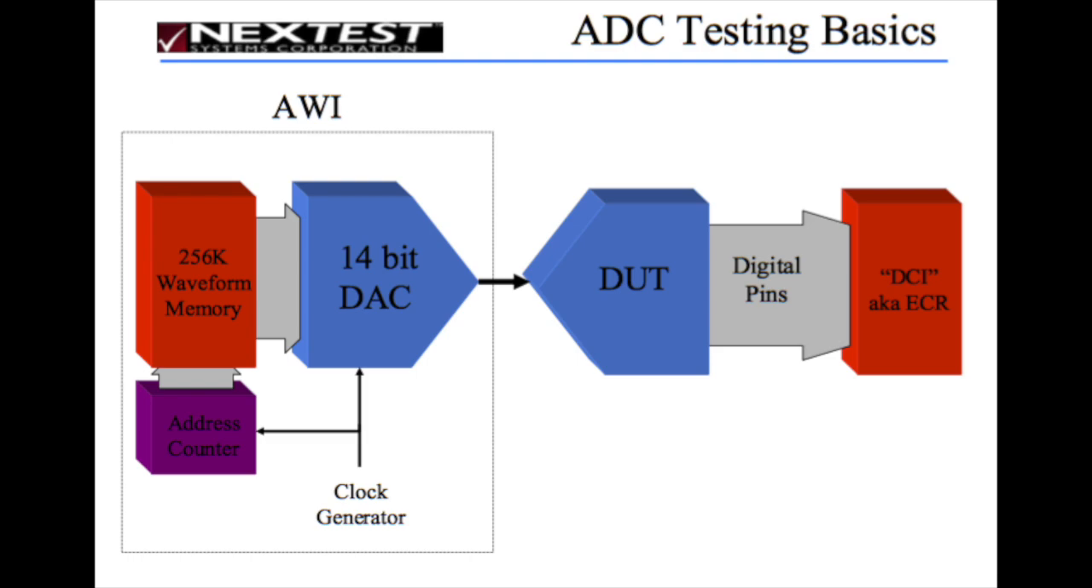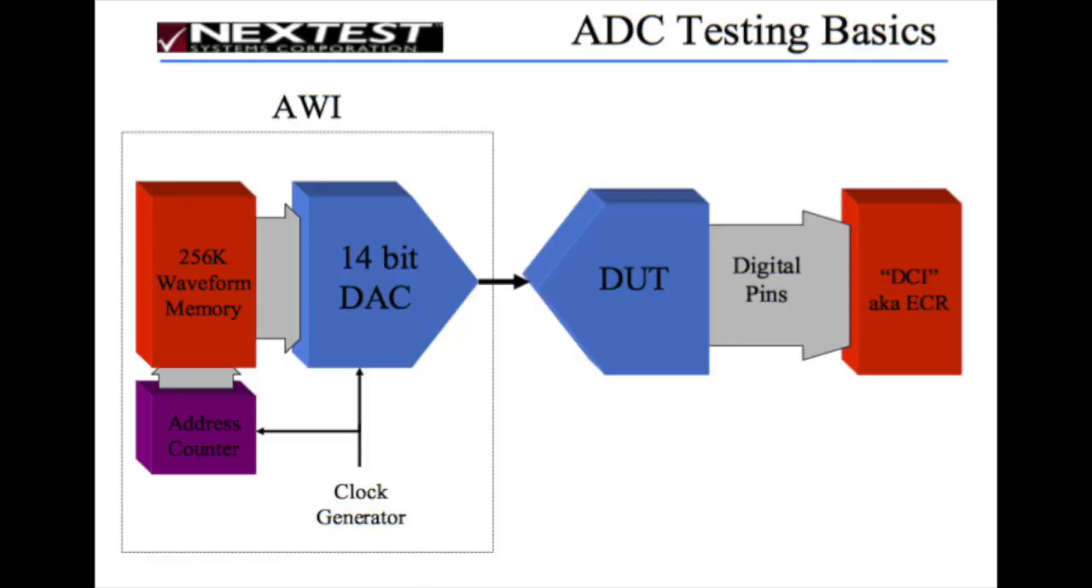We're going to use the arbitrary waveform generator to generate a waveform. The arbitrary waveform generator is called AWI, arbitrary waveform instrument. With the Nextest, we're trying to differentiate ourselves from everybody else. So ACI, AWI, DCI. What we have here is we have the clock generator, which is coherent with the digital. So it doesn't have to be at the same frequency. It doesn't have to be synchronous with the digital, but it has to be coherent.